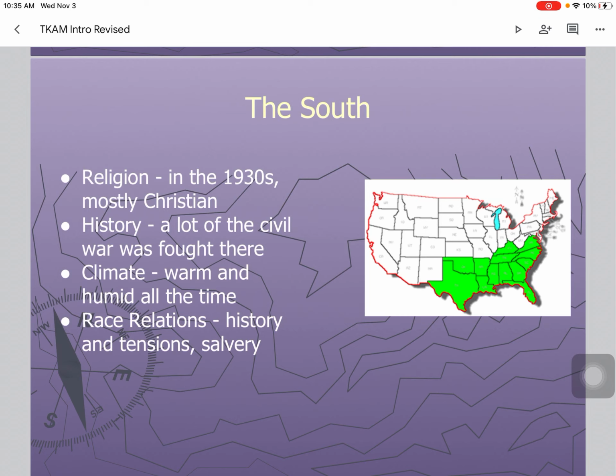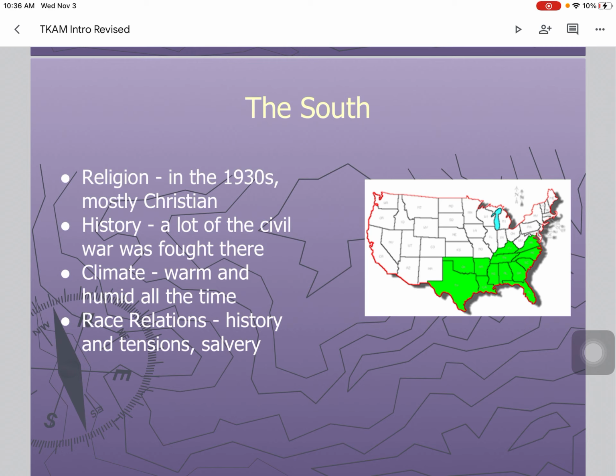Now we're going to talk about the setting. So Maycomb, Alabama is in the South. The South, if we look on the map, you can see kind of the area that encompasses, is a very different culture than we have up here in Indiana. Especially back in the 1930s, the culture of the community is very different.